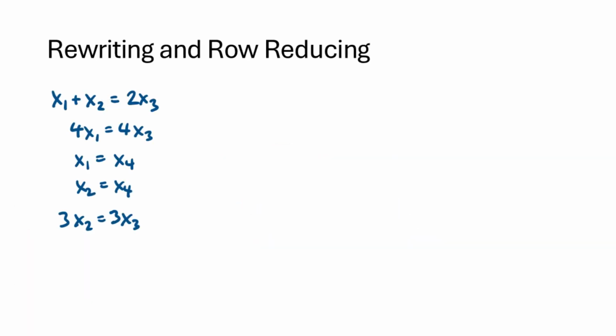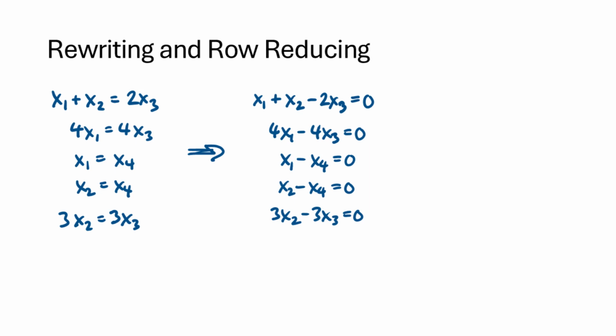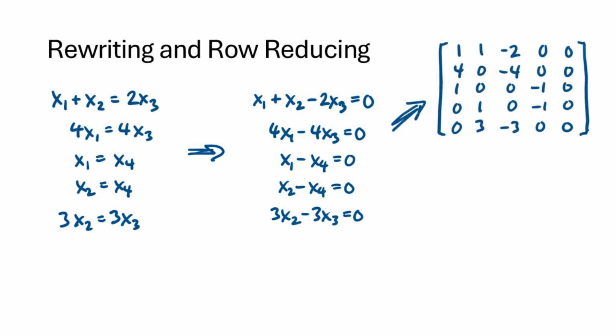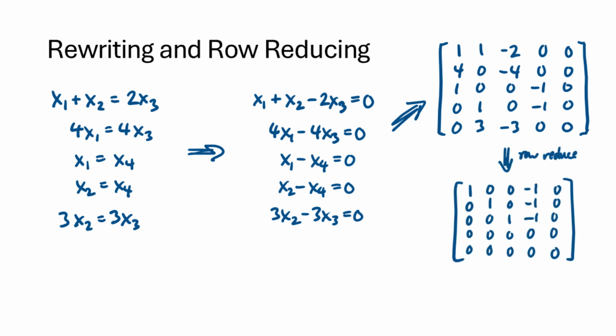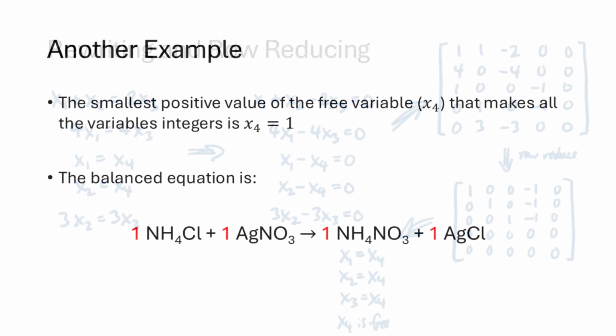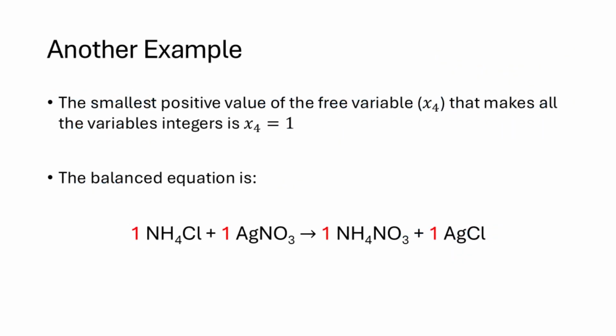So we take those equations, rewrite them in standard form by subtracting the variables over to the left, set up our augmented matrix, row reduce that augmented matrix, and then write the general solution. And again, in this case, we're looking for the smallest possible positive integer value for our free variable that makes all of the variables be integers. In this case, since we don't have any fractional coefficients, we can use x4 equals 1. And that gives us our balanced equation.